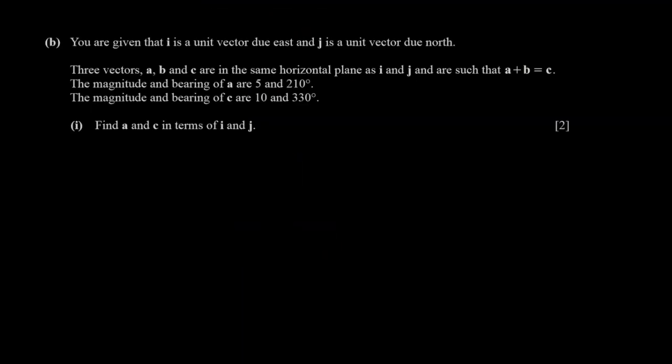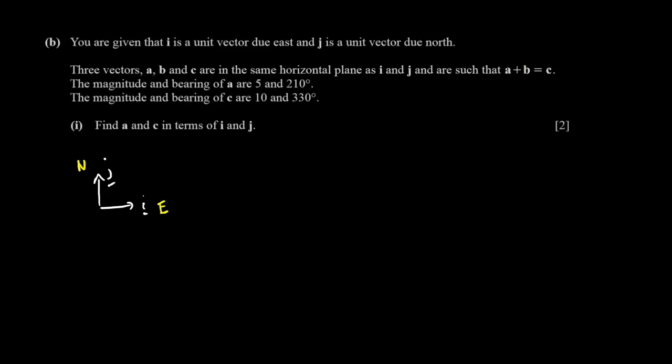All right, so we're in part B of our vectors question. We are given that i is a unit vector due east and j is a unit vector due north. That may sound complicated, but really all that is saying is that i is the vector going to the right, and j is the vector going up. So it's actually just the usual thing we're familiar with. But of course in this question, j is in the direction of north and i is in the direction of east.